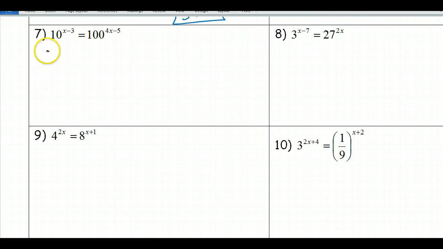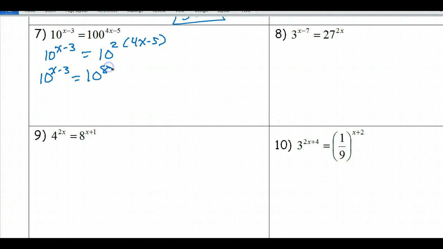We need the same bases. I'm going to use base 10. So this would be 10 to the x minus 3 power, and this would be 10 squared with my 4x minus 5 there. So that's going to make 10 to the x minus 3 power equals 10 to the 8x minus 10 power. I did the distributive property. Since the bases are the same, I can set the exponents equal to each other. So x minus 3 should equal 8x minus 10.